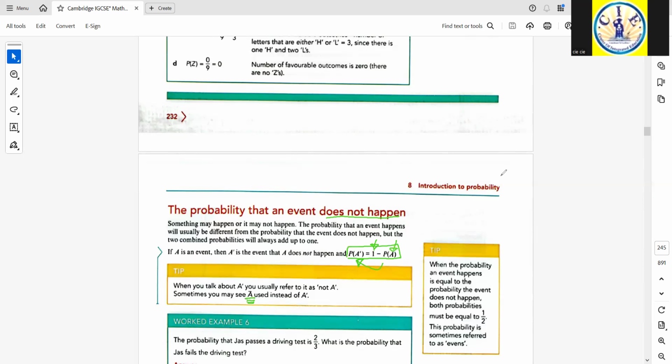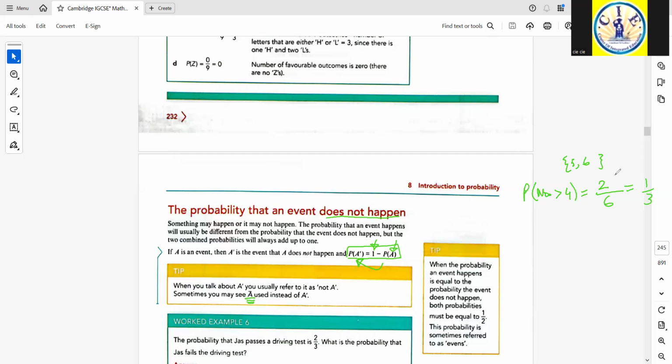For an example, in the experiment of rolling a dice, what is the probability of getting a number greater than 4? Obviously, the required outcomes are 5 and 6. Since it has two possible outcomes, the probability would be 2 divided by the total number of outcomes, which is 6. That is 1 by 3.